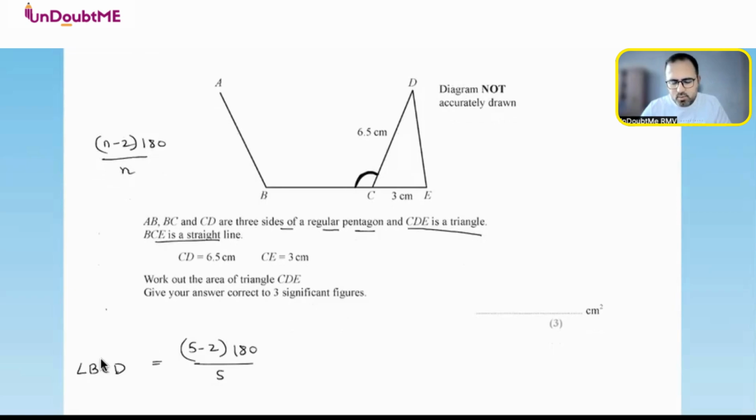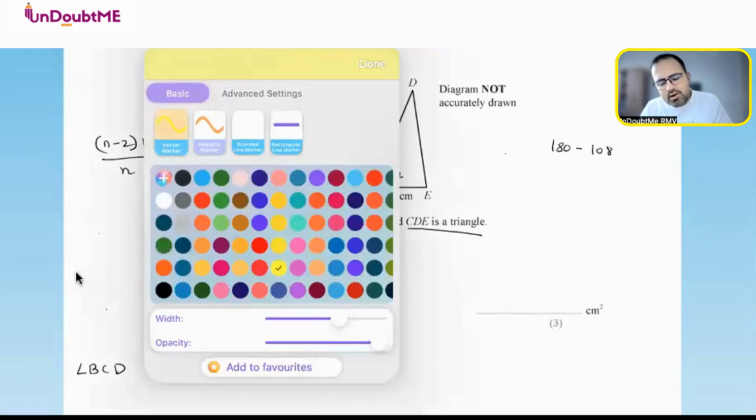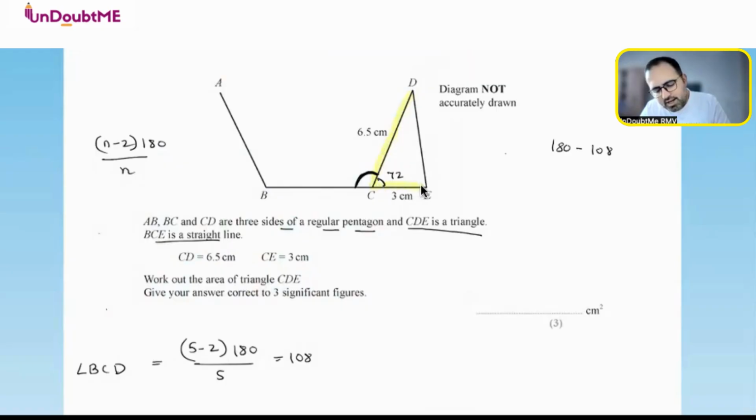So 3 times 180 divided by 5 is 108. And then to get the inner angle, I can use a straight angle. The sum of these two angles will be 180. So 180 minus 108 is 72. We got that inner angle. Now, once we have the inner angle, our work is almost done. It's just a formality left.